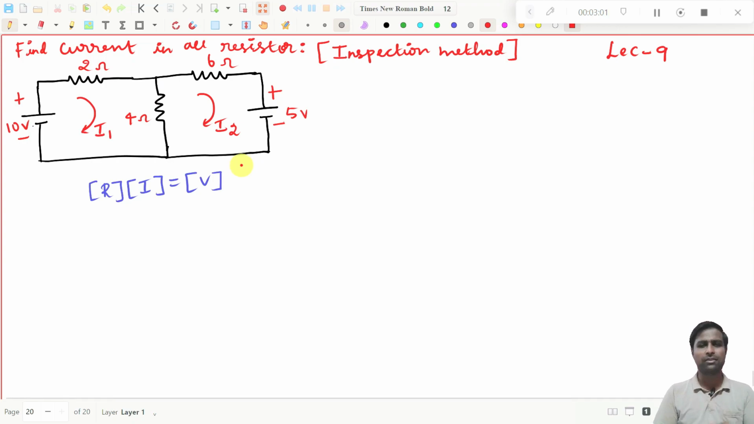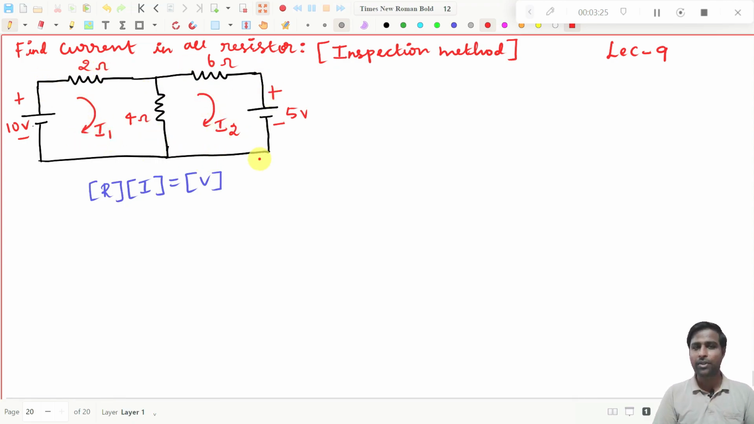Actually, this is the loop current method. We always call this method the mesh current analysis method. We did it using KVL, and there also you should call it the mesh current method, because this is a single mesh or loop current method. No problem, right? So here also you have to take this as I1 and this as I2.